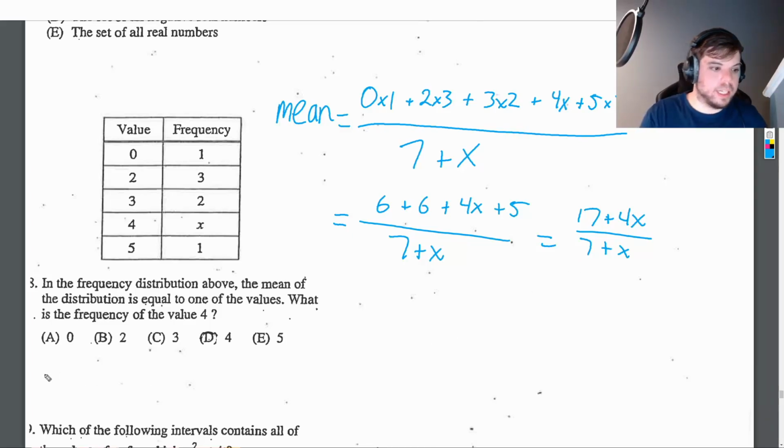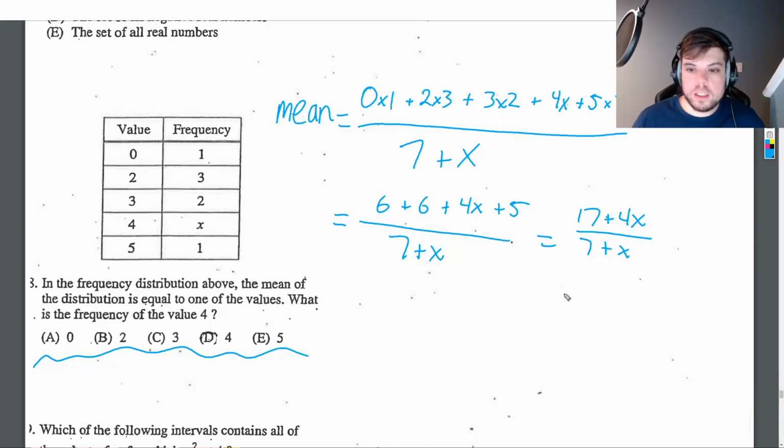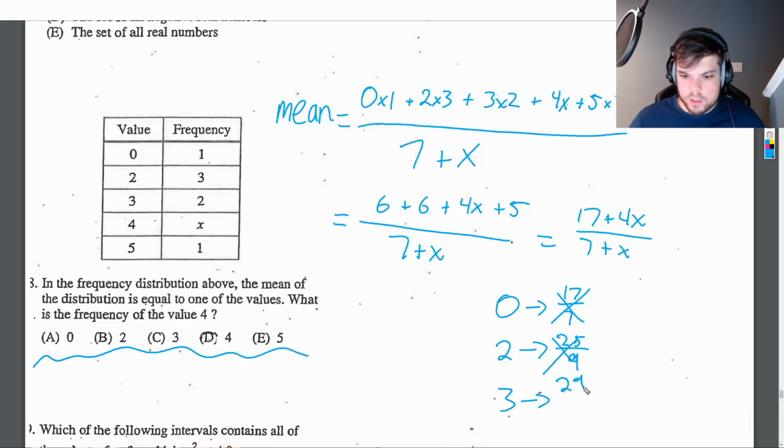And we can plug in these 5 values from here into this and see which one gives us a mean that is equal to one of the values. So if we plug in the value 0, that implies 17 over 7. That doesn't work. If we plug in 2, that implies 25 over 9, which again is not even an integer, so it definitely doesn't work. 3 implies 29 over 10, which again is not an integer. It can't be one of the values if it's not even an integer.